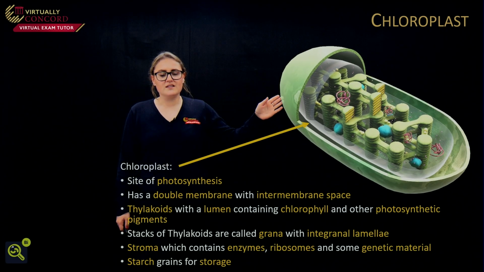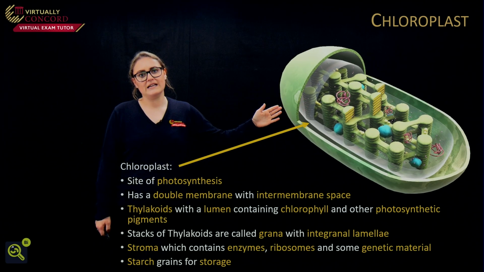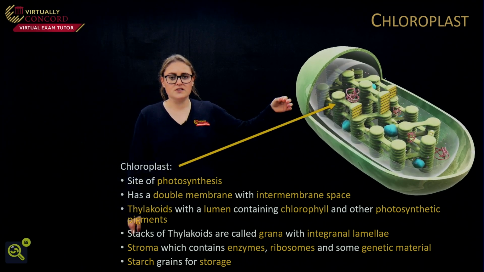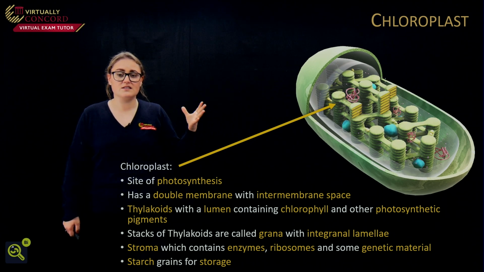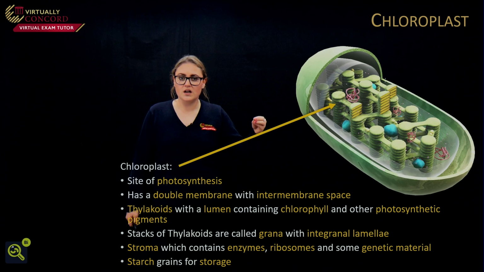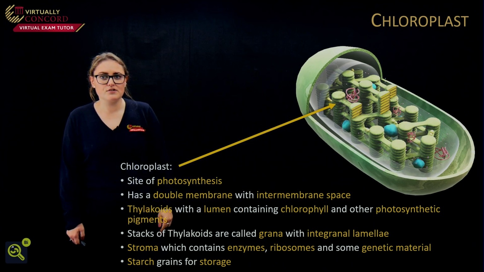So these chloroplasts have a double membrane, both an inner and an outer membrane, with some intermembrane space. They have these sacs, these round circles called thylakoids. Inside a thylakoid is the lumen, the space within. This is where the chlorophyll is contained that absorbs the light for photosynthesis, along with other photosynthetic pigments like carotenoids.